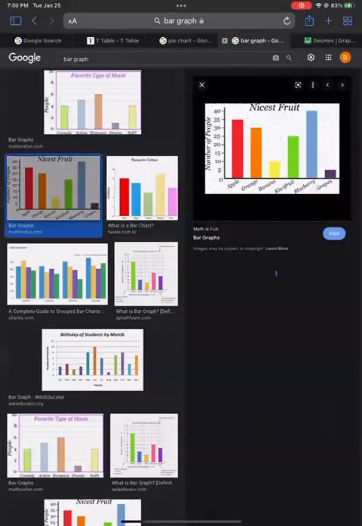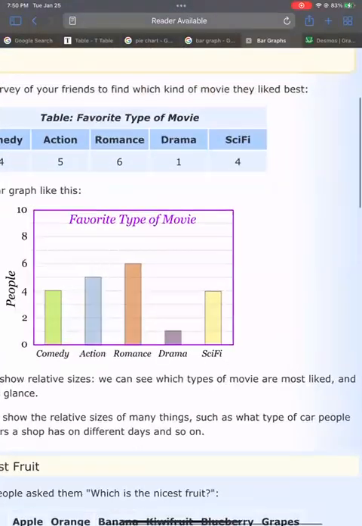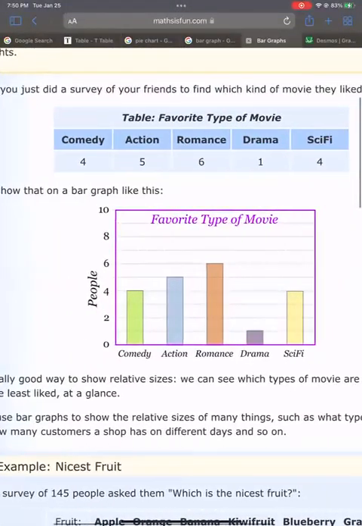Okay, I had a bad one. I'll try this one. Okay, so here's a bar graph for this particular example. Favorite type of movie? We asked a bunch of people, hey, what's your favorite type of movie? Comedy, action, romance, drama, sci-fi.